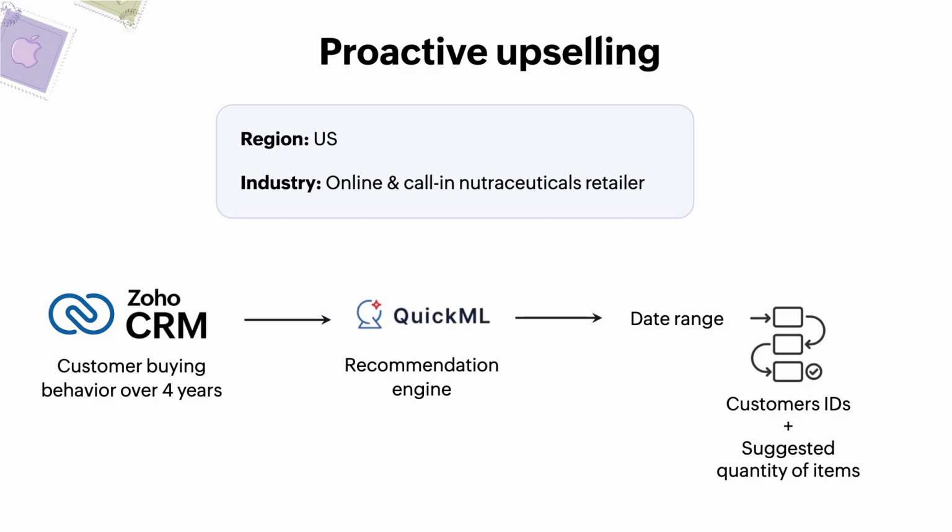Now, on the basis of this, we put all of this data into QuickML and built a recommendation engine. Now, what happens with this recommendation engine is that I give the recommendation engine a date range. So we're at the 15th today. So let's say I give it a date range of 16th May to 30th of May. Now, on the basis of that input, it will give me the customer IDs that are expected to make a purchase within this date range, along with the suggested quantity of items and the item IDs. So it will tell me which customer is expected to make a purchase within the next 15 days, what items and in what quantity. And all of this data is pushed back into the CRM as an opportunity.